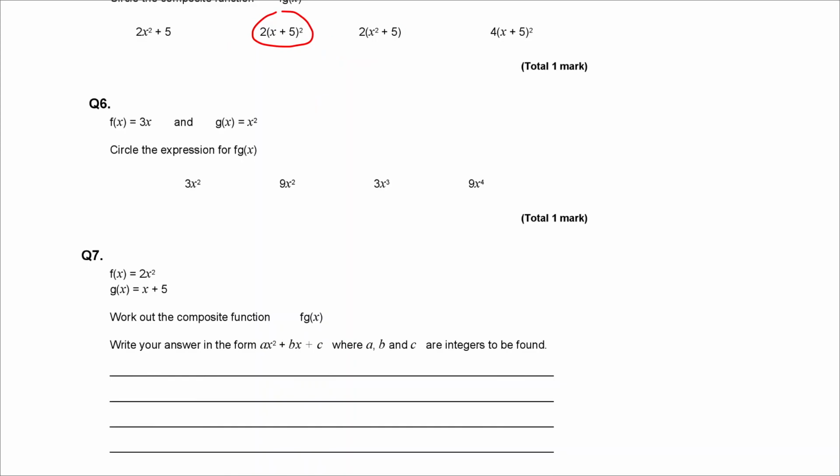Good. Question number 6 is another composite function. It says f of x is given by 3x and g of x is given by x squared. Circle the expression for the composite function fg of x. So we're going to put g of x, which is x squared, in for x over here. So fg of x is going to be equal to, you've got the 3 here, open up a bracket, we're going to put in x squared into x, so it's just going to be x squared like this, and close the bracket. Okay, I've put in x squared in for x.